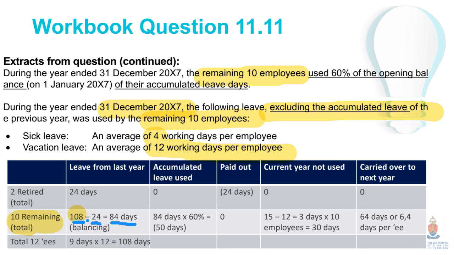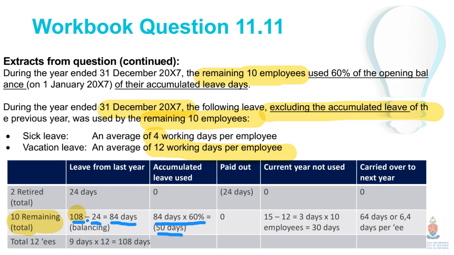Now we were told in the question that on average, 60% of the leave days were used up. So we say 84 times 60% is going to give us 50 days used up. So how many days are not used up? Pop that number in the chat for me. How many days are remaining?